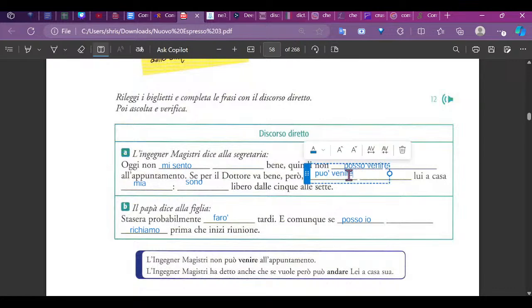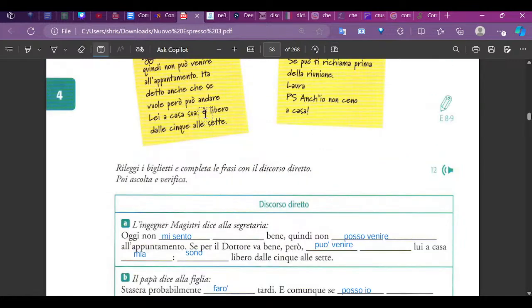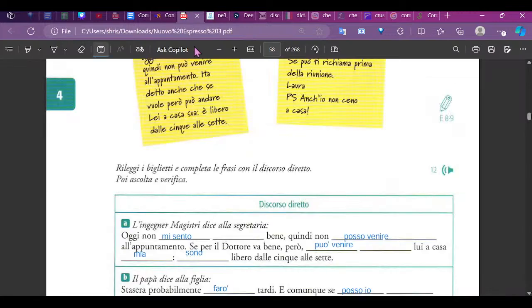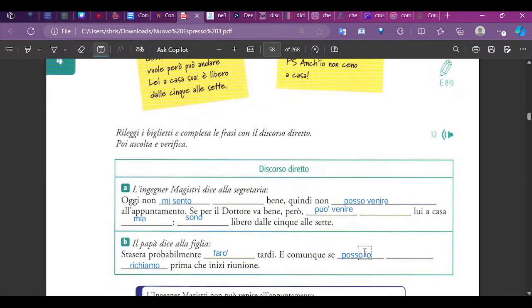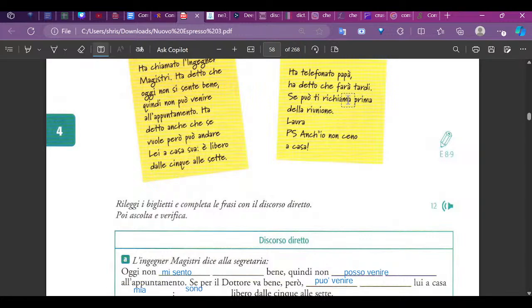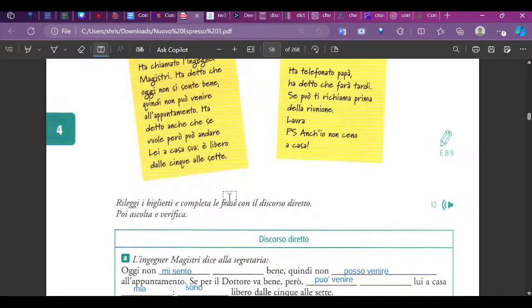Go, come. Ok, so andare is go, but venire is come. That also has to change. And things like questo, quello, oggi, etc., those will also change. Farò, posso, la richiamo. Posso, no, her. Sorry, can I call him? So posso lo. Può richiamare prima del.